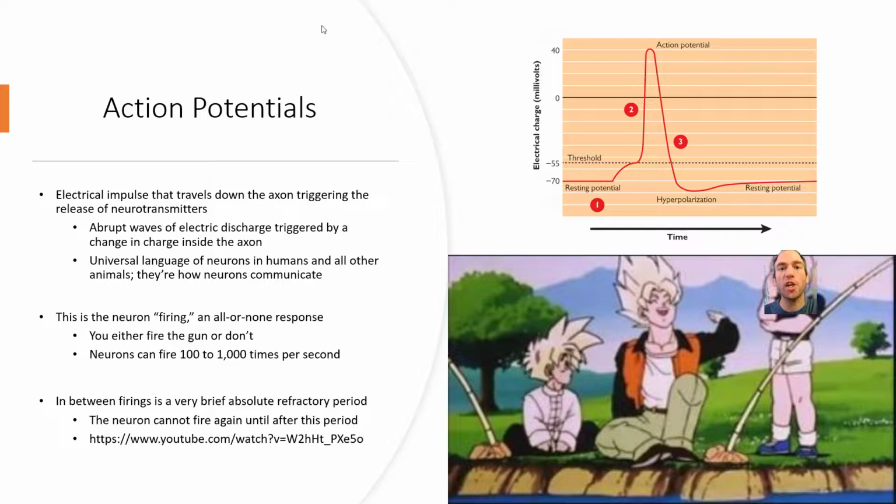But it says, oh no, I overshot the voltage. Now I'm at like negative 80. I now can't do anything, so I have to take 5 minutes to recover and get my voltage back up to negative 55 before I can fire again. And that's basically the process.